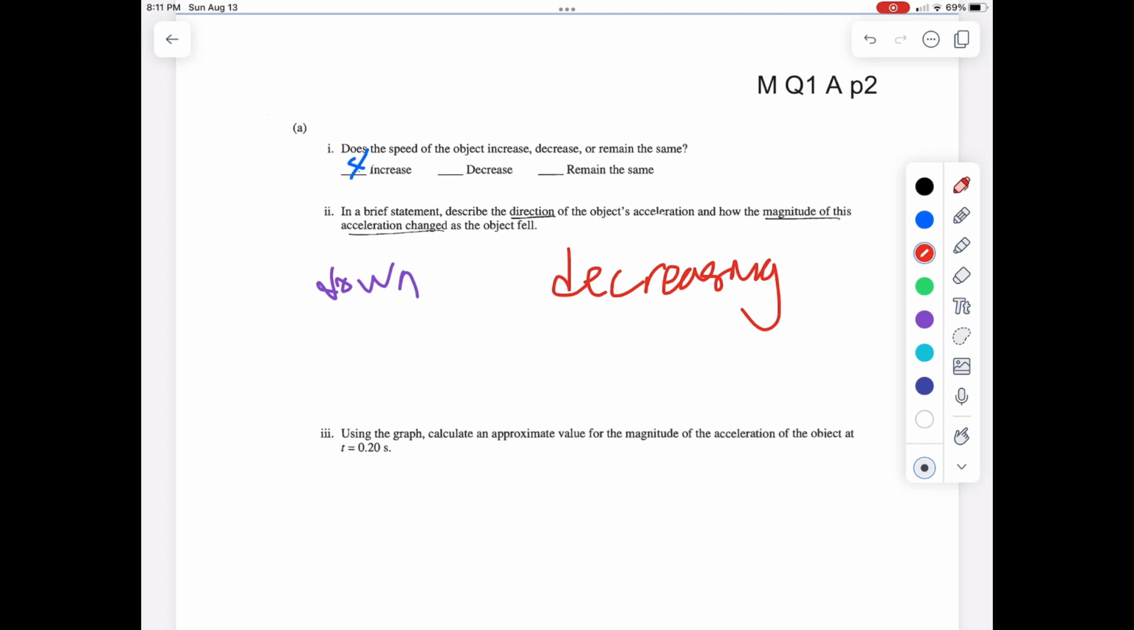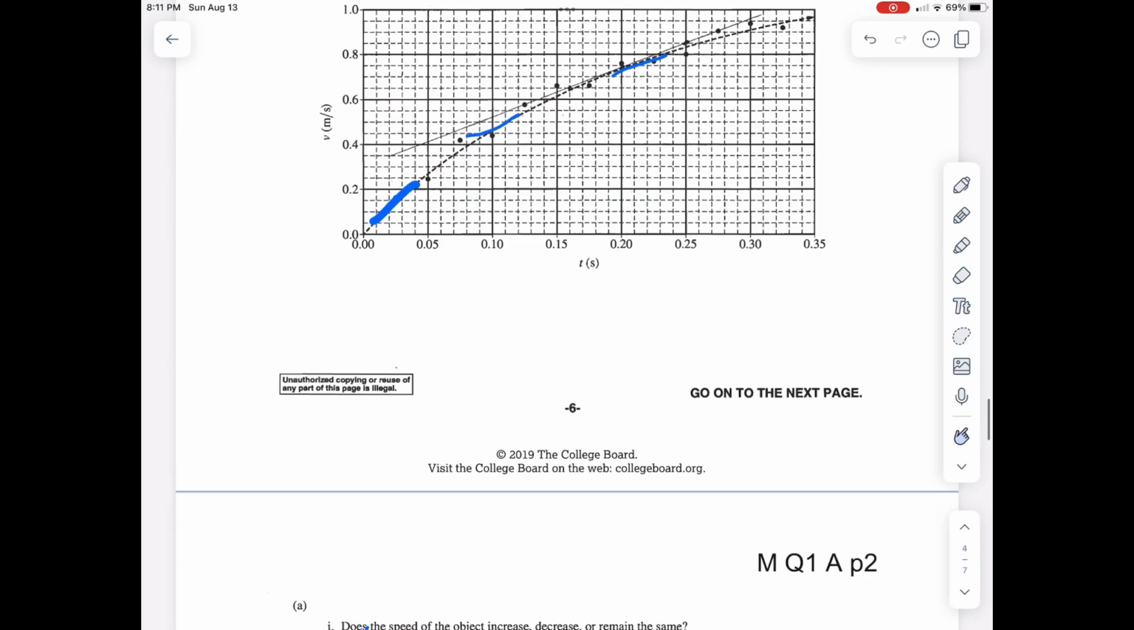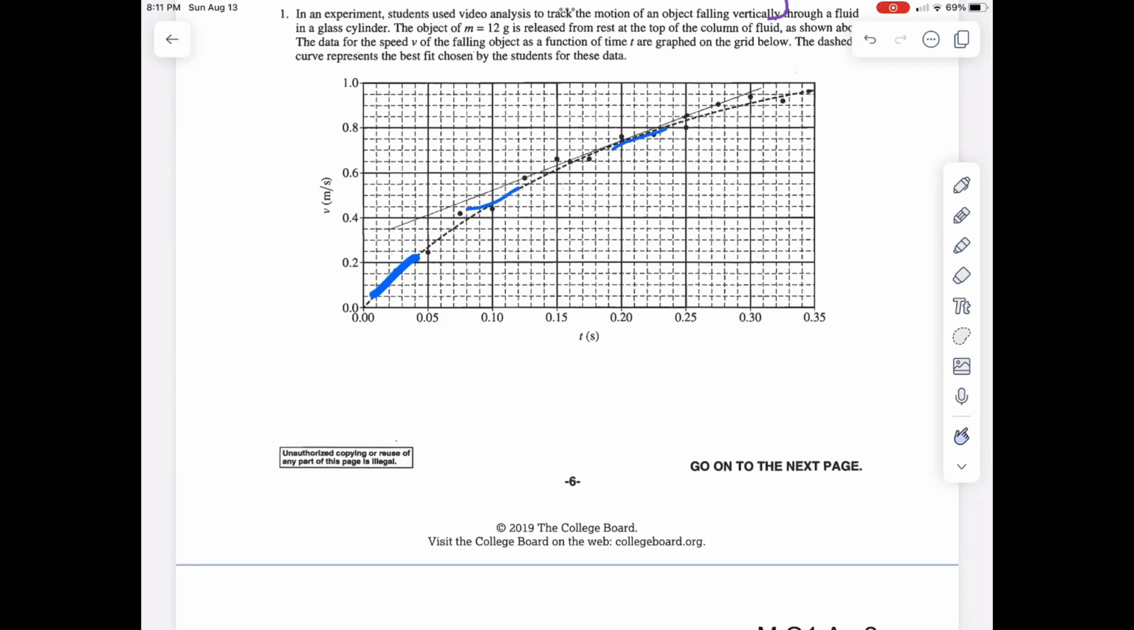All right, our next part is using the graph to calculate the approximate magnitude of acceleration at t equals 0.2 seconds. Well, like I just said, acceleration is the first time derivative of velocity. So I want to find the slope of my velocity graph to the best of my ability because I'm not given an actual equation to take the derivative of. But let's take a look at this.